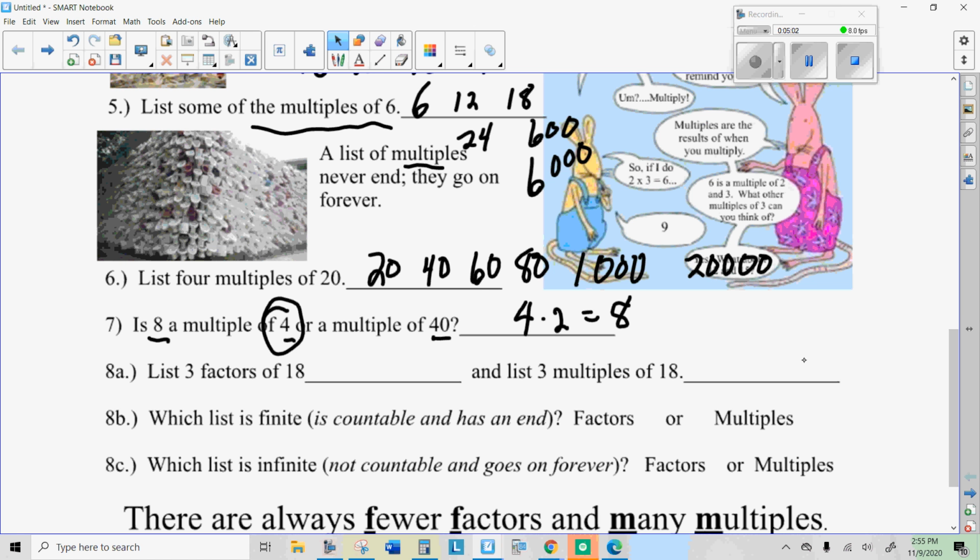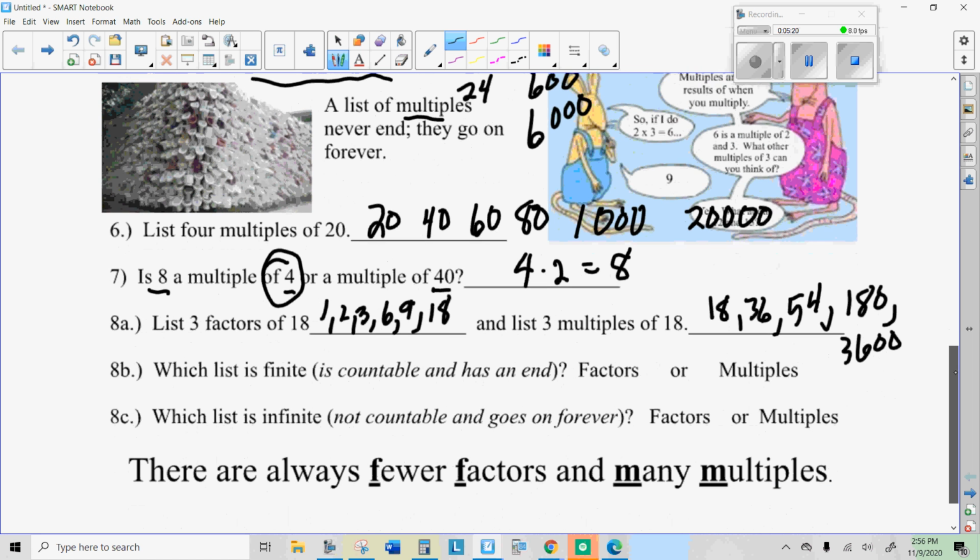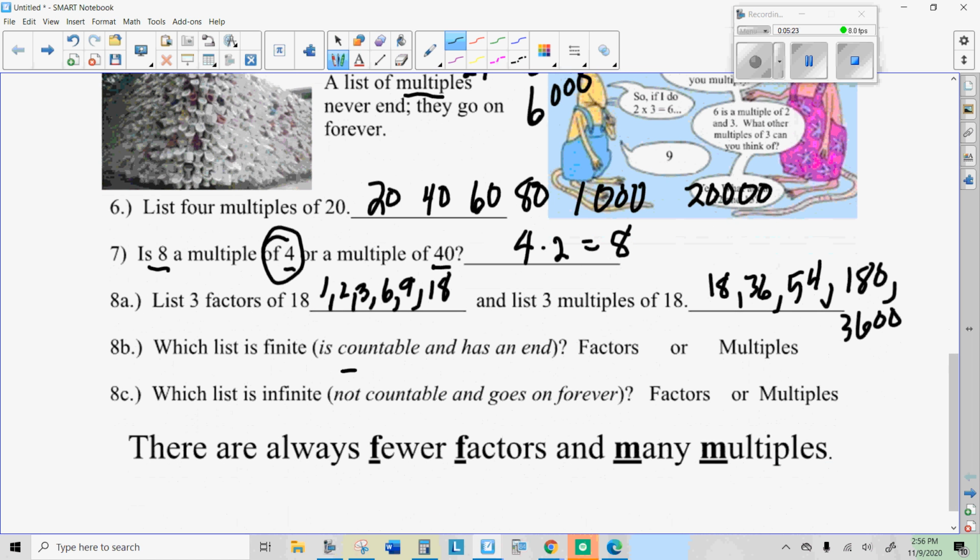Okay. So now that you know what those are, go ahead and do 8a, list 3 factors of 18 and list 3 multiples of 18. Okay, for the factors, I listed them all. You should have 3 of those. And for the multiples, I just did a few I could think of off the top of my head. Which list is finite? That means you can count the number and it has an end. So which is finite? Finite means you can count them. There is an end.